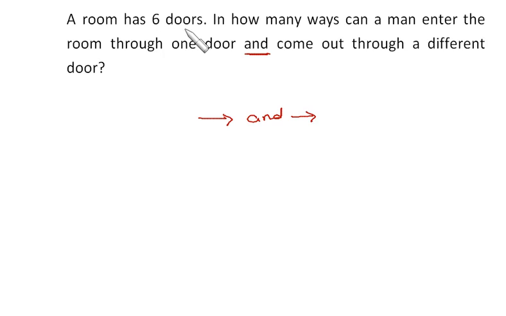Now when he is coming in, he has 6 choices. When he is going out, he has only 5 choices, because he cannot choose the same door by which he has entered, right? So 6 incoming and 5 outgoing, and the events are simultaneous. That means both the events are happening. It's not that either this happens or that happens. Both the events are happening. That's why we multiplied, right? So 6 into 5, that is, he has 30 ways to do this complete event.